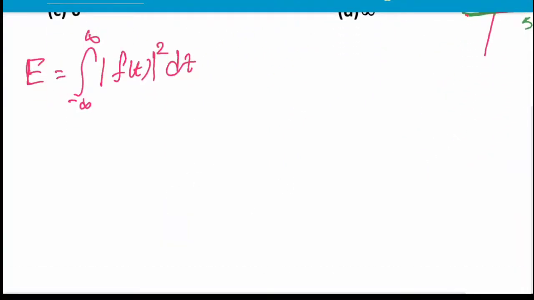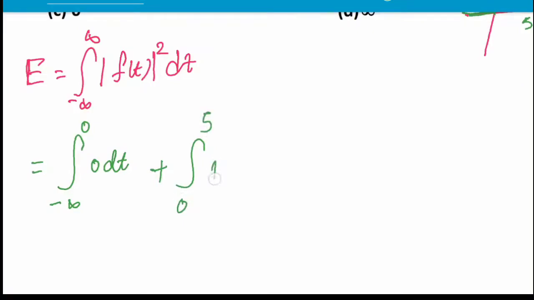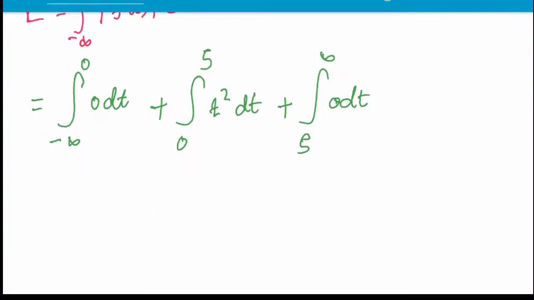So we will solve this one. From minus infinity to 0, this is 0 dt, plus from 0 to 5, this is t square dt, plus 5 to infinity, this is 0 dt. This one is 0, this one is 0, so cancelled out. This one is also 0, cancelled out, and only the middle one is present.